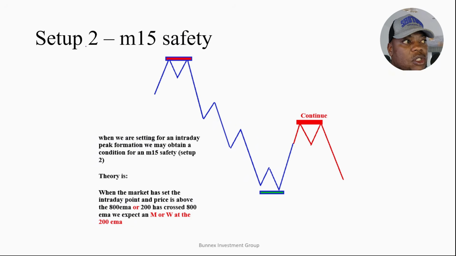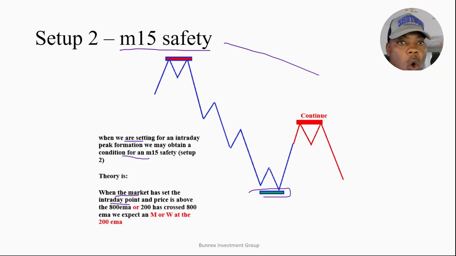The second setup is called the M15 safety. When we are setting for an intraday peak formation that we have just been talking about, we may obtain a condition for an M15 safety, which is setup 2. Basically the theory for this M15 safety is when the market has set the intraday point, which is this particular point, and price is above the 800 or below. In this particular case, we are saying price is below the 800 EMA, or 200 has crossed 800 to the downside, right? We expect an M or W at the 200 EMA.